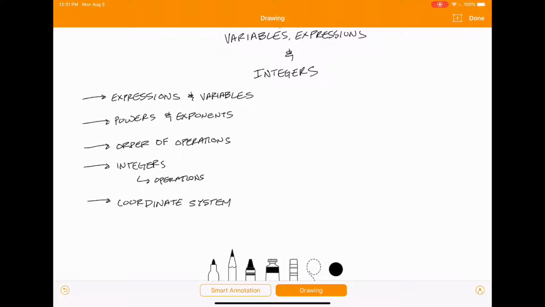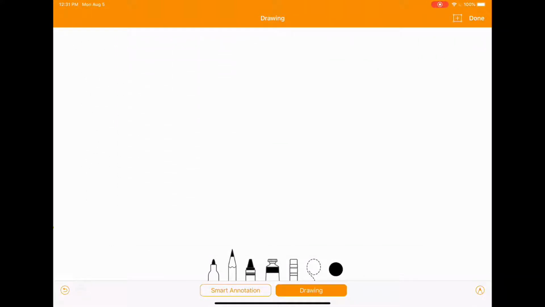All right, so let's go ahead and get started with expressions and variables. So the first thing that we should go over is, what is a numerical expression? A numerical expression consists of numbers and operations.